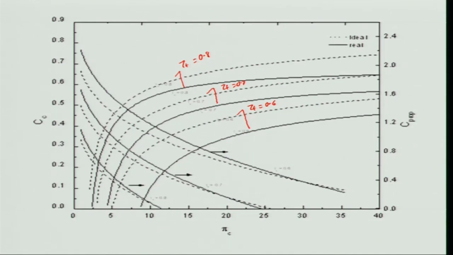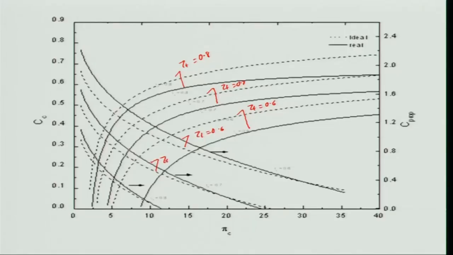Which is expected because the losses will be more, so you will expect the work output coefficient to be lower in a real cycle for a particular pressure ratio and turbine temperature ratio. And of course, the C propeller decreases with increase in pressure ratio across the compression, and has a higher value compared to the ideal cycle, because the fan will be taking more work. This is for tau t equal to 0.7, and this is for tau t equal to 0.8.